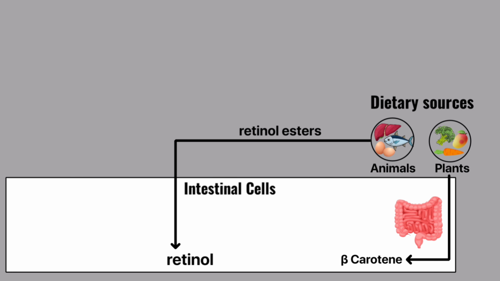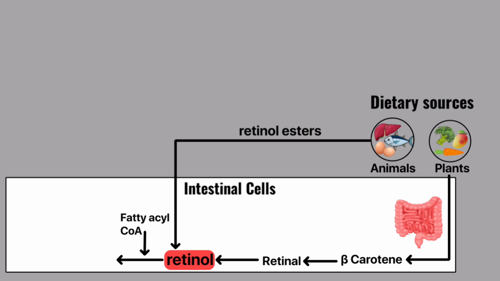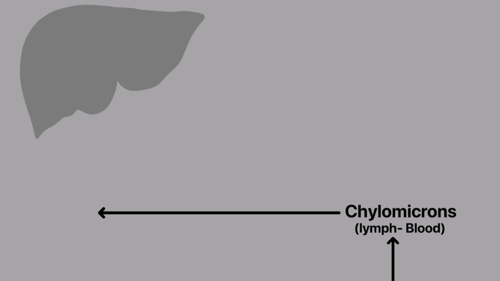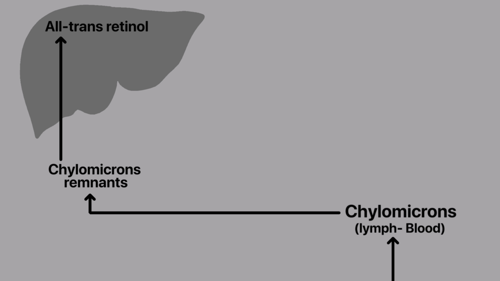In the small intestine, beta-carotene is converted to the aldehyde form of vitamin A, which is then converted to the alcohol form. In the intestinal cells, there is addition of fatty acyl CoA to retinol, which is converted to retinol esters. Chylomicrons carry the retinol esters from intestinal cells to lymph, which is then transported to the liver as all-trans retinol. The chylomicron remnants are left behind in lymph. In the liver, the retinol is esterified to retinol palmitate and is stored.